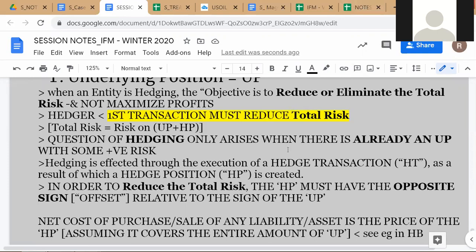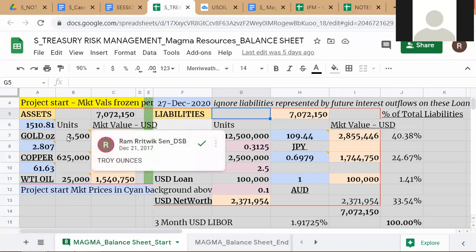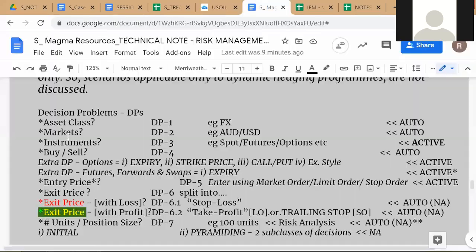The first transaction must reduce total risk, and therefore, in order to do that, the sign must be opposite to the underlying position sign, which means straight away that if the underlying position is long, your hedge transaction has to be a sale. So your hedge position has to be a short position, which means basically this: the buy-sell relates to the transaction, not the position. Therefore, the hedge transaction has to be a sale. So if your underlying position is long in any market, you go market by market and look at the buy-sell for each KRF market. In each KRF market, you already have an underlying position.